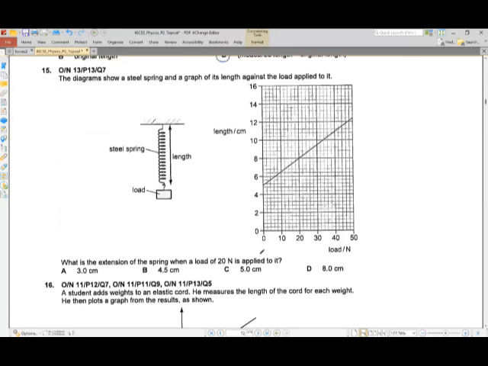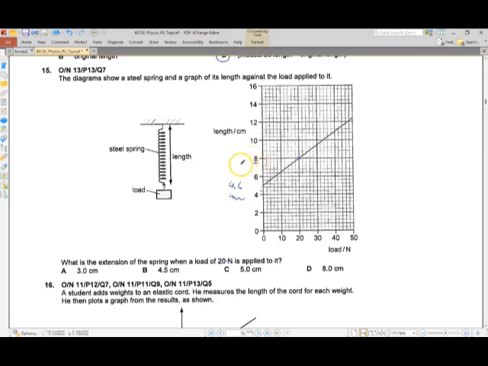Question number 15. The diagram shows a steel spring and a graph of its length against the load applied to it. Okay. What is the extension of the spring when the load of 20 newtons is applied to it? ठीक हो क्या जी? Okay. पहले, so the original length of the spring is almost 4.6. ठीक है, तो original length unextended is 4.6. ठीक है, and when a load of 20 Newton is applied, the new length would be corresponding to this. So 20 के corresponding length जो बन रही है that is 8 centimeters.